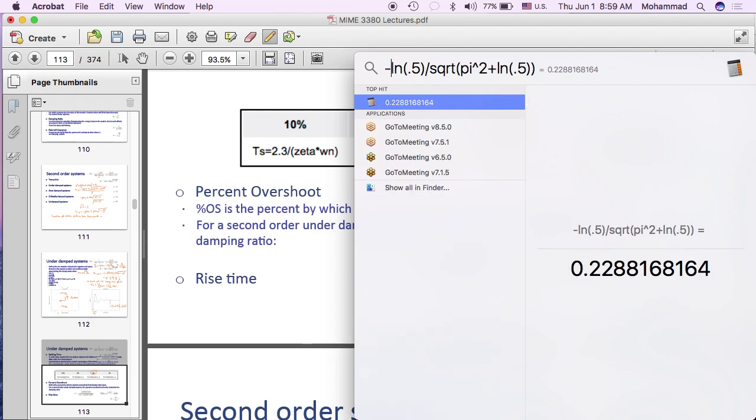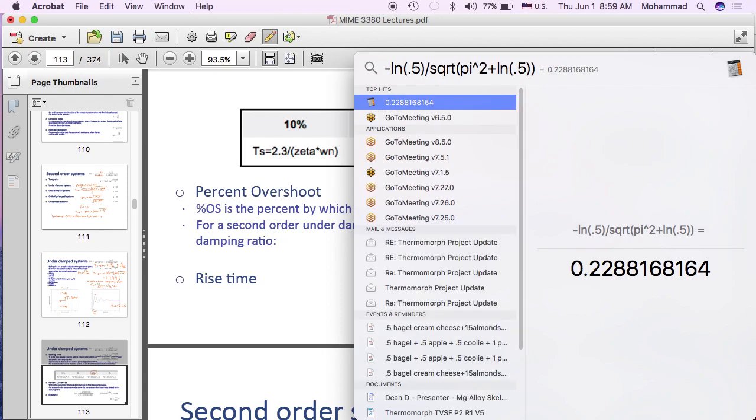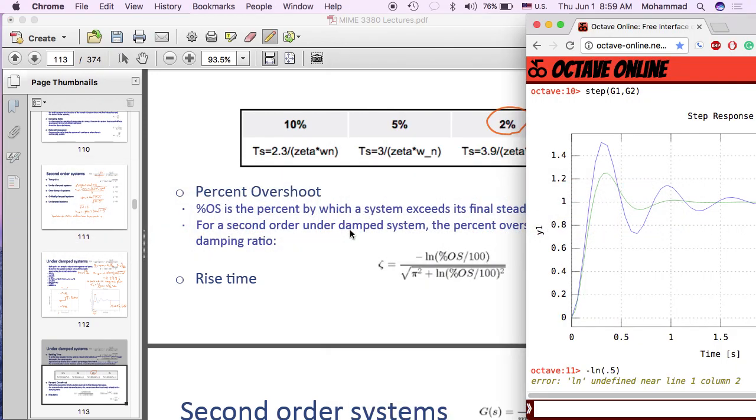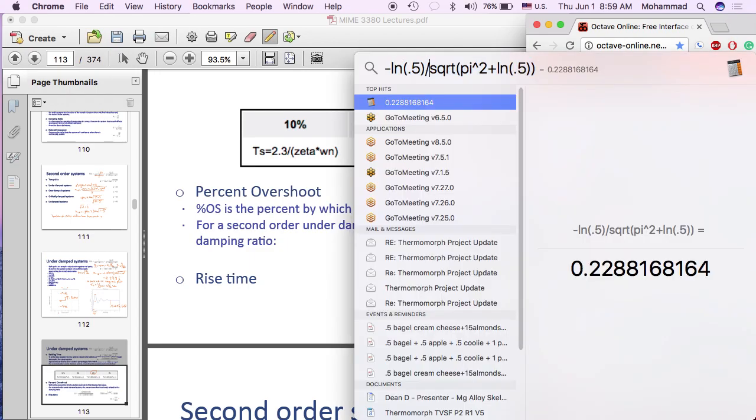So this is the formula. It's the natural log of 0.5, which is 50%, over the square root of pi squared plus the natural log squared. Did I use the formula correctly? Am I missing anything? So minus on the top, plus at the bottom, and there's a square. Oh, okay, so the second part has a square. So let me take it to power 2. So this needs to be taken to power 2.